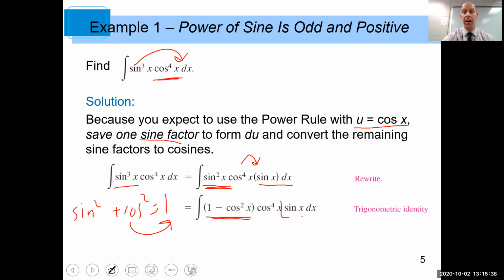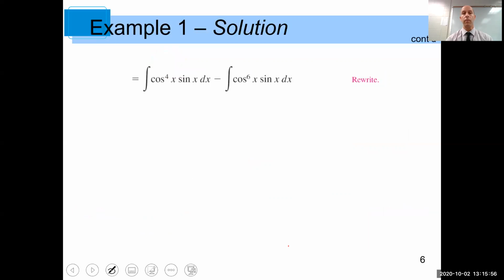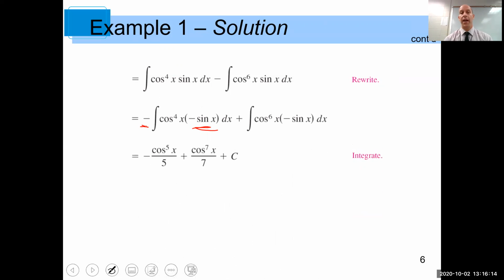So basically what I have here now is that's going to be my du, if you will, and this is going to be my u. So now I can distribute this cosine to the fourth power x. So that's going to give me cosine to the fourth power x minus cosine to the sixth power x. This is going to be my du. I can split that up using the sum and difference rule for integration. And now I can go ahead and integrate, remembering though that when you do the derivative of cosine, you're going to get a negative sign. So I have to put a negative here, but I put the negative out here to the front. And we get a final answer of negative cosine to the fifth x over 5 plus cosine to the seventh x over 7.